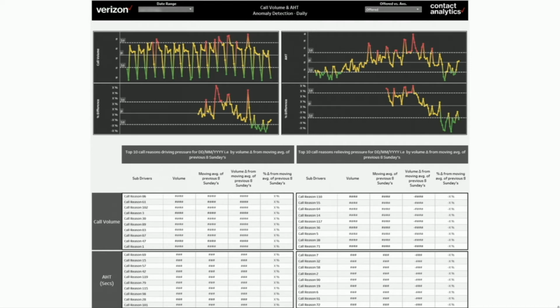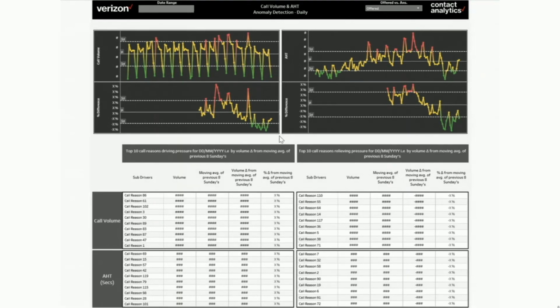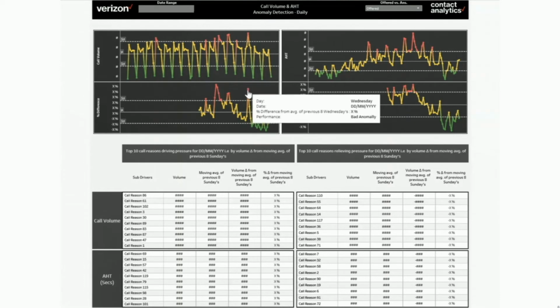So there's a data point which is Sunday, so this updates day minus one every day. It's showing you the top call drivers for Sunday and the top drivers relieving pressure for Sunday, right? But using parameter actions in 2013, now I can historically go back and click on any data point, any anomaly that has happened historically, right? So for example, this is day Wednesday, percentage different from average of previous 8 Wednesdays is X percent and it is detected as a bad anomaly.